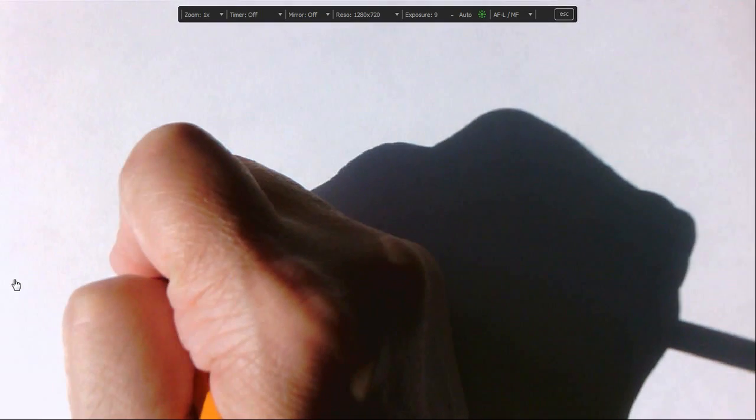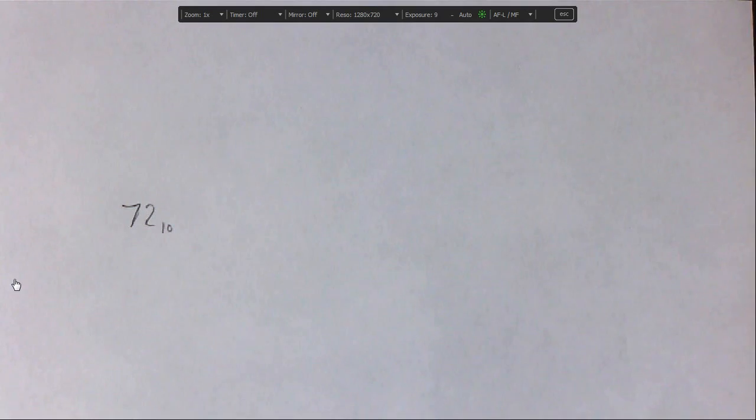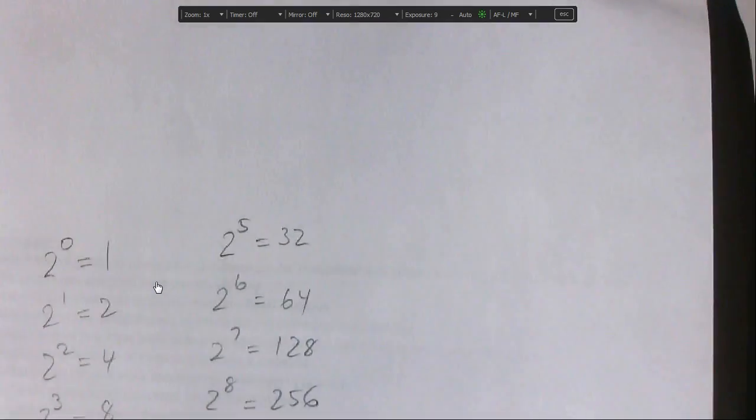So let's pick a number. Let's go 72. 72 in decimal. So how do we convert this number to binary? Well, we have to look for powers of 2 that are less than 72 and start subtracting them away. What is the greatest power of 2 that is less than 72? Let's look at our list.